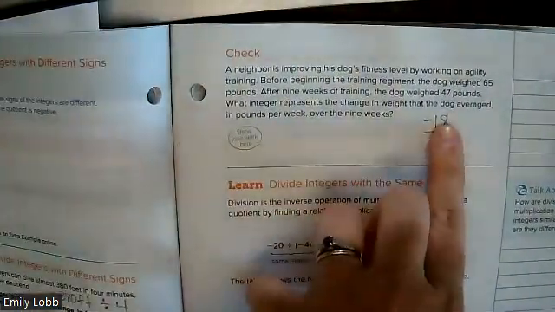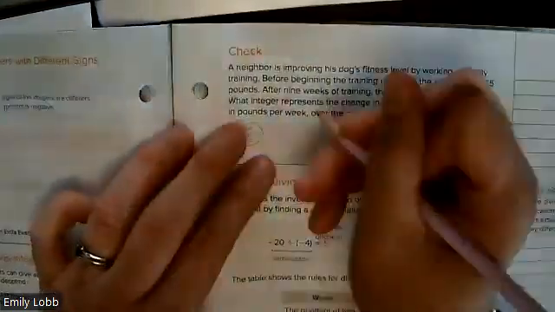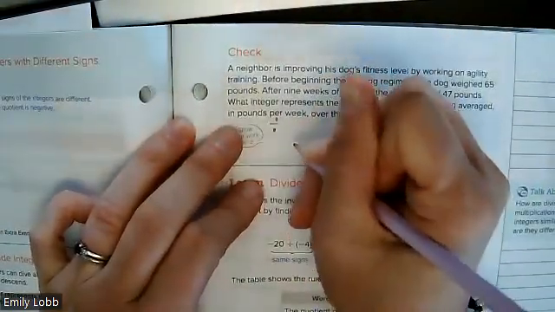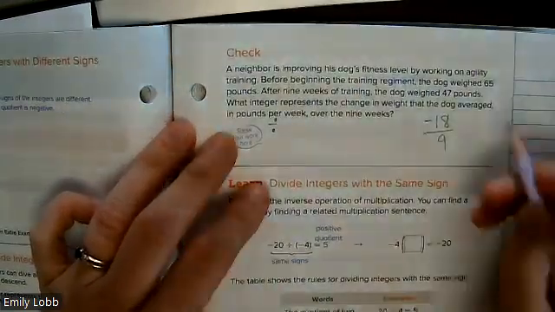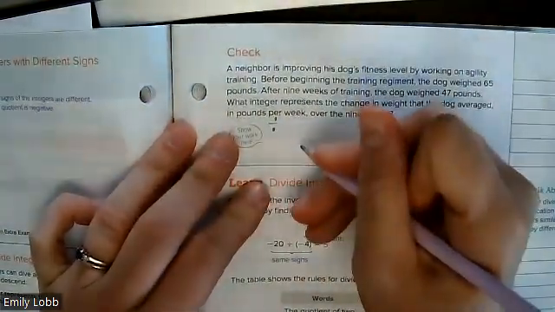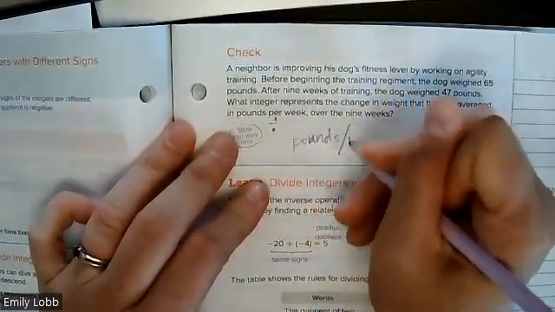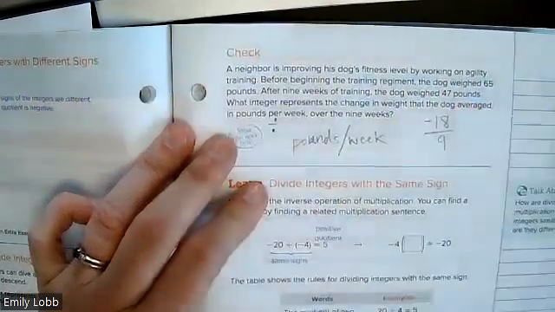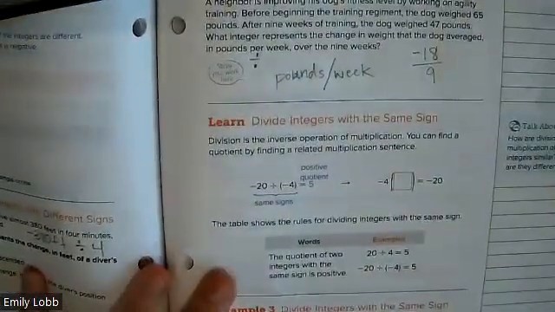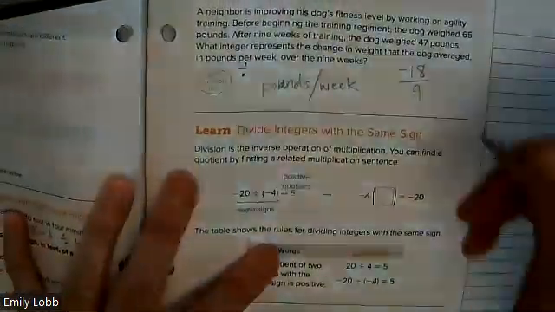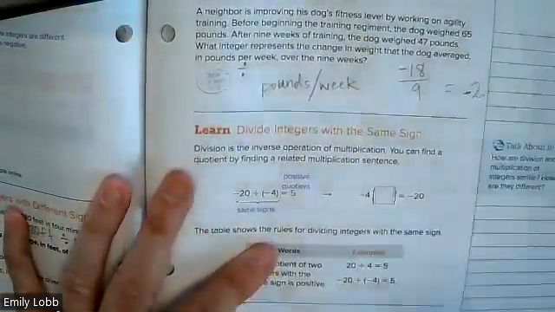If they lost 18 pounds over 9 weeks, to find per week, remember per means to divide. Per is literally what we would say with a fraction bar, right? Sometimes you see this as pounds per week, right? So be careful there. What is 18 divided by 9? 2, and is this positive or negative? Negative 2 pounds per week.